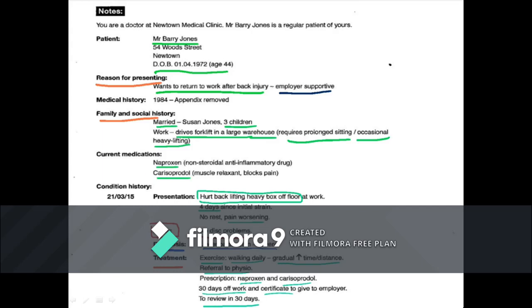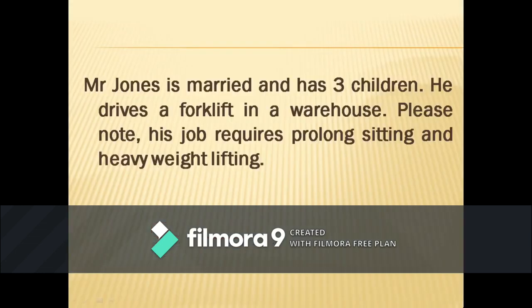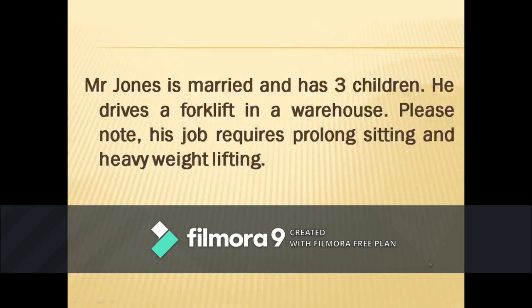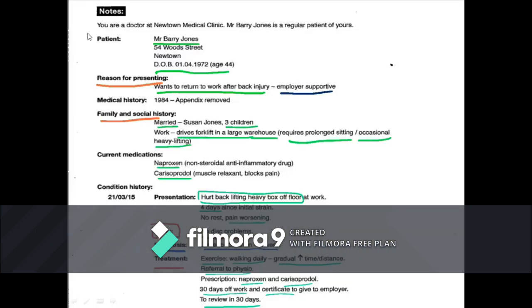So let me show you now how we will write the social history paragraph. Mr. Jones is married and has 3 children. He drives a forklift in a warehouse. Please note his job requires prolonged sitting and heavy weight lifting. This is very important information. So guys, after writing a social history paragraph, now we will write the initial visit of the patient. Let's move to the case note first, then we will write the initial visit.